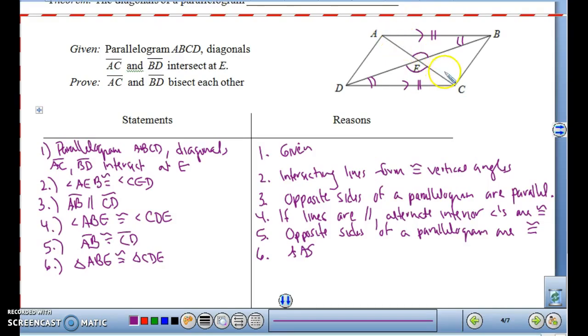This angle BAE and ECD. These two angles could be proved, and we could prove angle, side, angle there too as well. But either way is fine. This one works just fine. All right, so now the triangles are congruent.